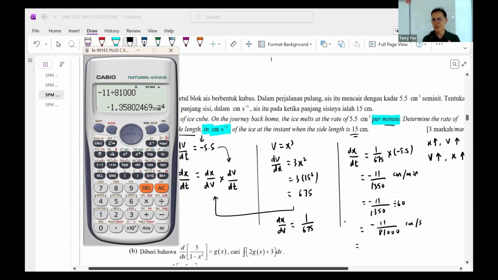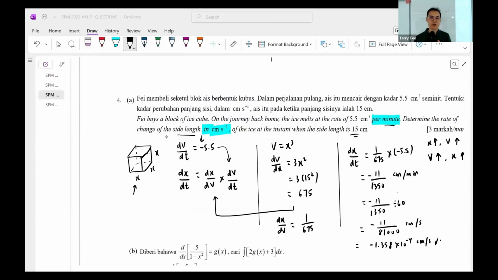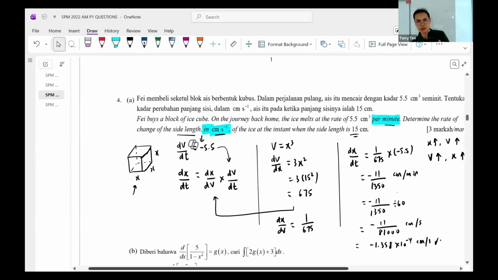You don't really need to use a calculator to convert. -1.358 times 10 power negative 4 cm per second. So the bad part of it is that they try to trick you with the unit, right? One is per minute, one is per second. So be careful, please take note of that. Okay, let's move on to the second part.